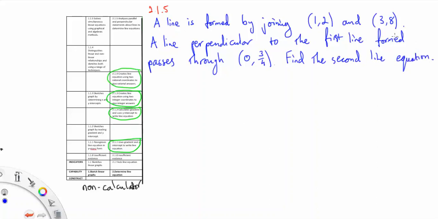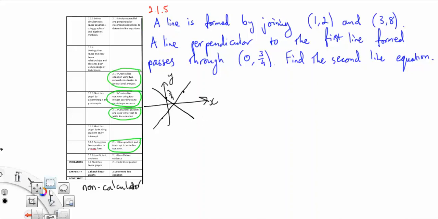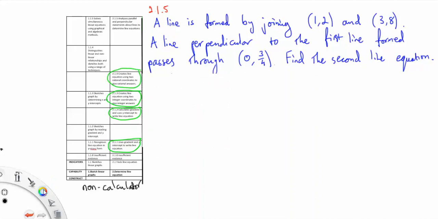This is tricky. Okay, I'll draw you a picture of what's happening. So a line is formed by joining 2 points. So you have 2 random points and a line's formed by joining them. There's a line perpendicular to that passes through the y-intercept of 3/4. So we want this line equation. That's a sketch of what's happening. I'll show you how to solve the problem. Once again, this is the tricky problem on the paper. How do you do this?